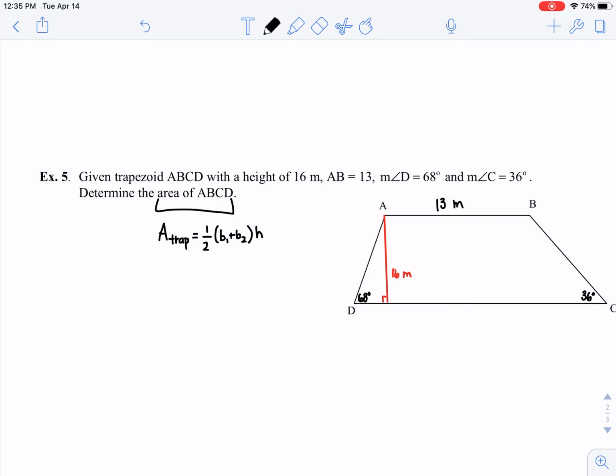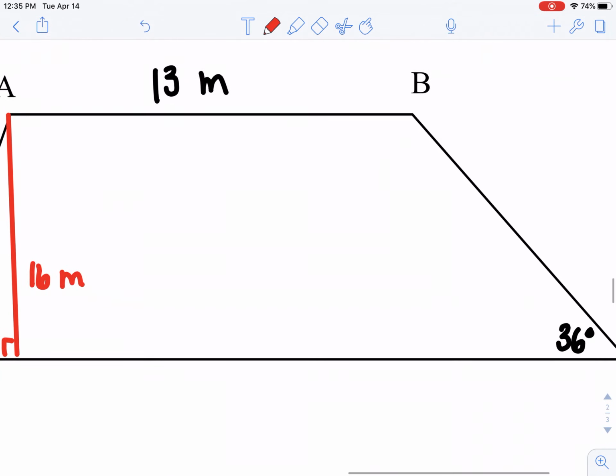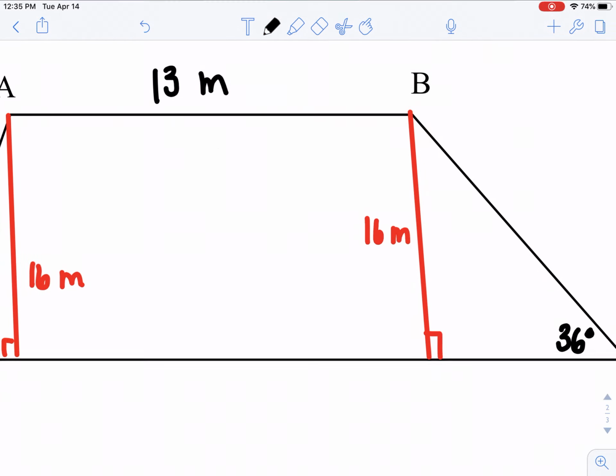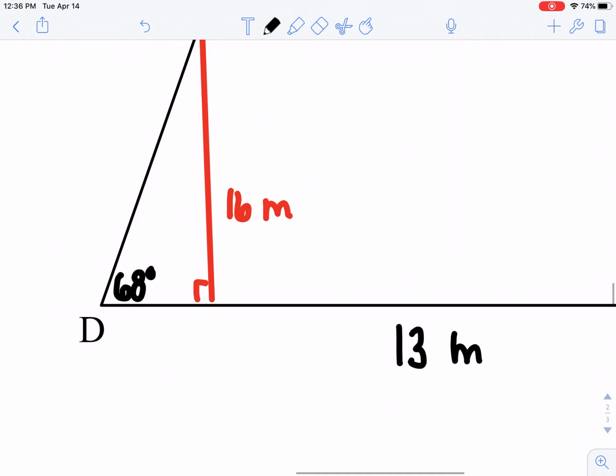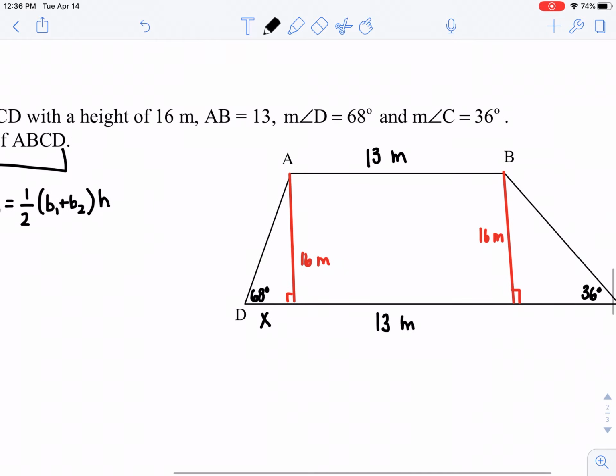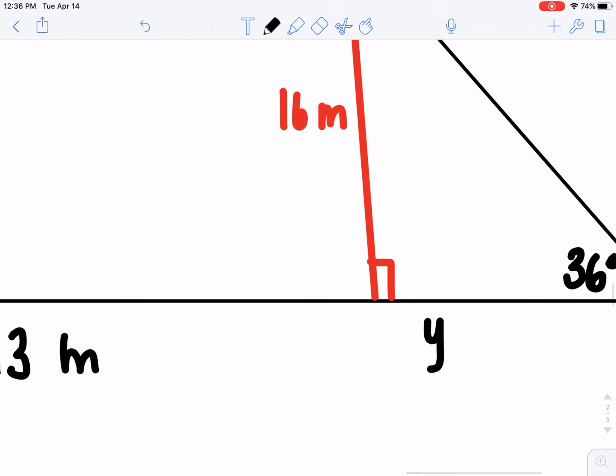Now, what could we do with the given information to solve for the other base? Well, to start, let's draw in another height over here because we know the height of this trapezoid is going to be 16. We also know that this length is going to stay consistent, so this is going to be 13 meters as well. Now, all we have to solve for is these two missing sides. So let's call this x, and let's call this one y.